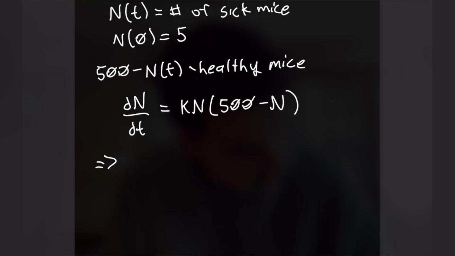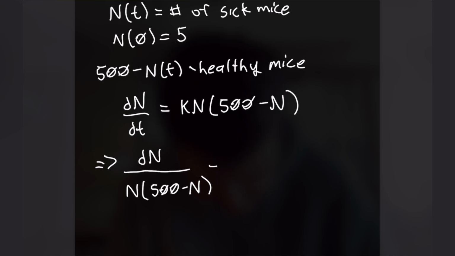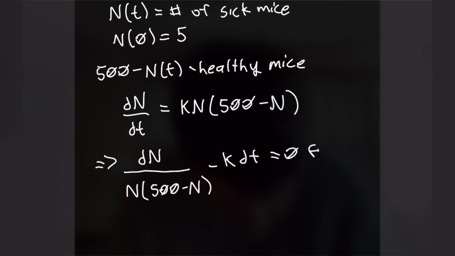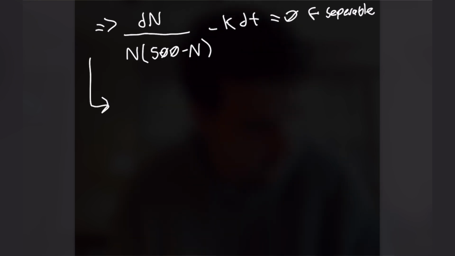So once you rearrange that, I won't go through all the math, but you can do that on your own for fun. We will get that dn over n times 500 minus n minus k dt is equal to 0. And in fact, this is a separable differential equation. I believe I said linear before. But before we go about solving it, let's do partial fractions on this first term here.